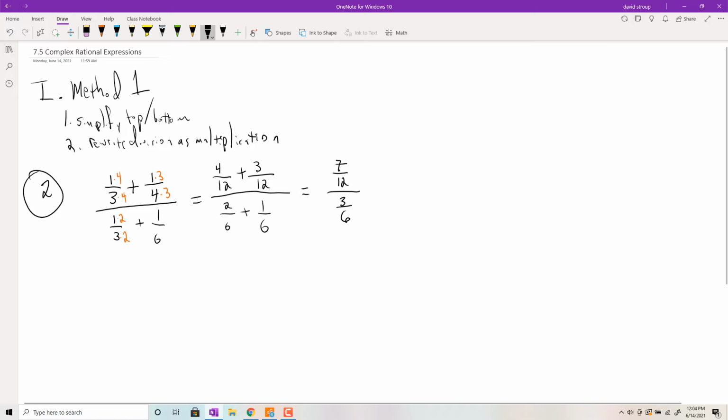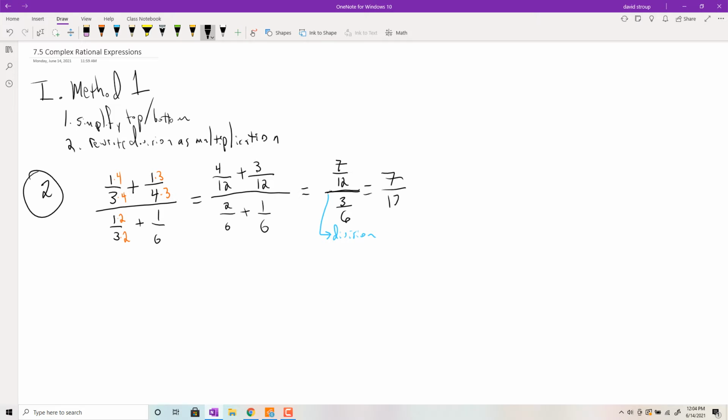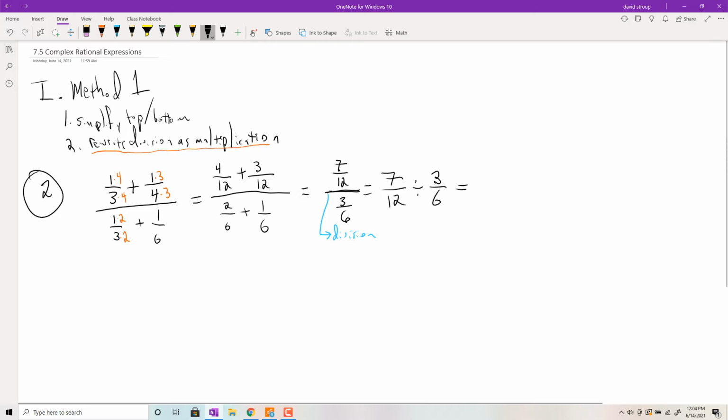Over 6. And then lastly, I'm going to rewrite this as division. I think of the fraction bar in the middle as "divided by." So I can rewrite it as 7/12 divided by 3/6. Then the second step in my method, rewrite division as multiplication. That's what I'm going to do now. So I have 7/12 times 6/3.